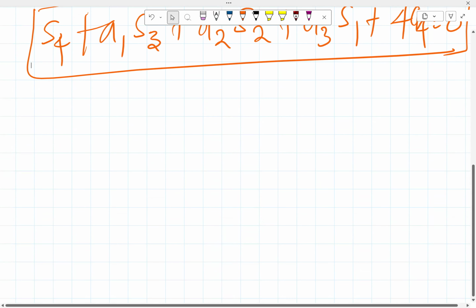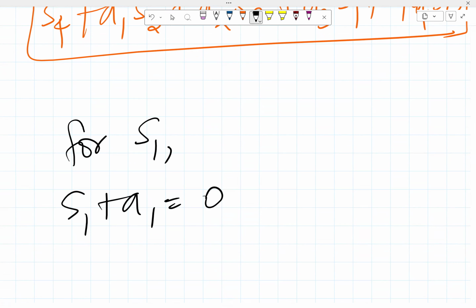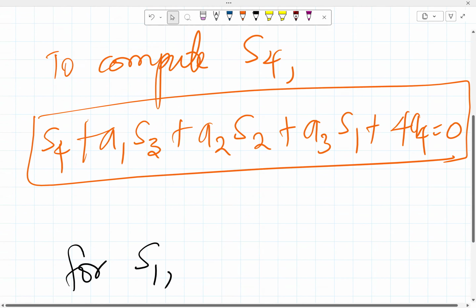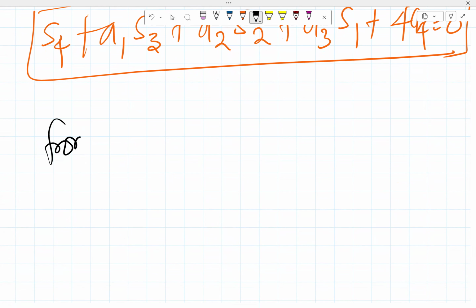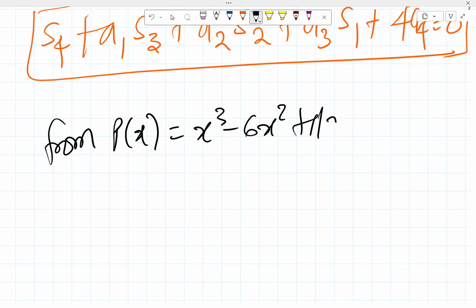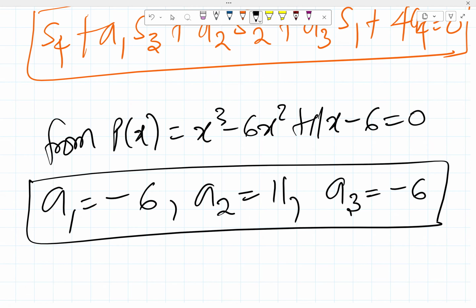For S1, we have S1 plus A1 is equal to 0. Before we begin, from P of x equals x cubed minus 6x squared plus 11x minus 6 equals 0, we know that A1 is minus 6, the coefficient of x squared, A2 is 11, and A3 is minus 6. So we have to keep referring to this from time to time.